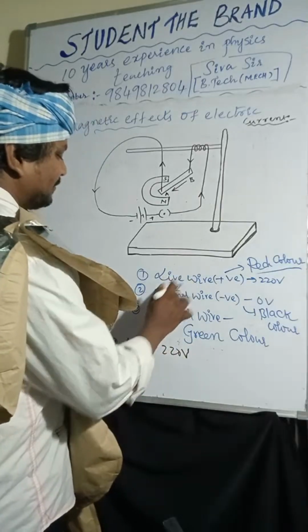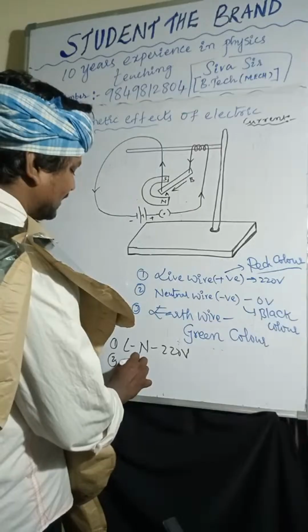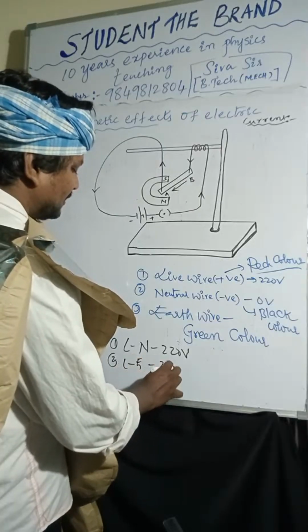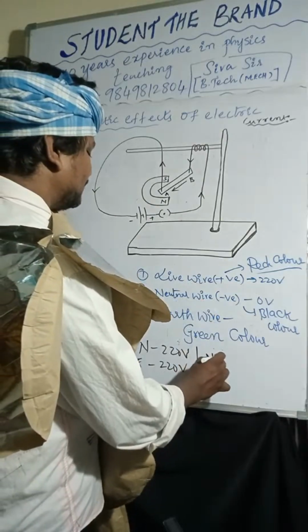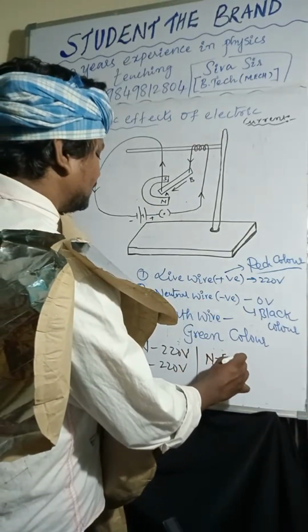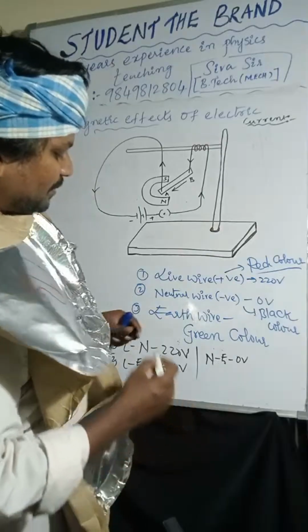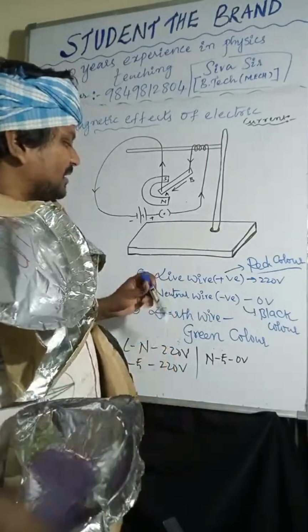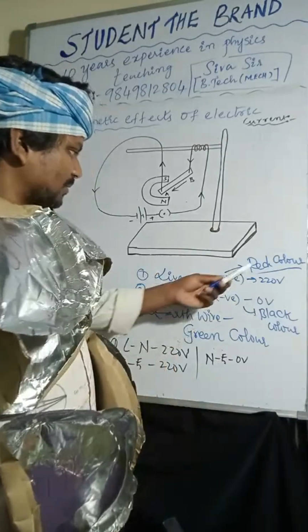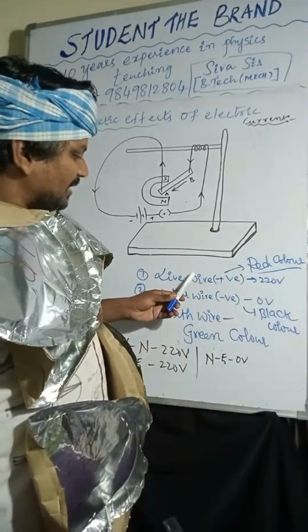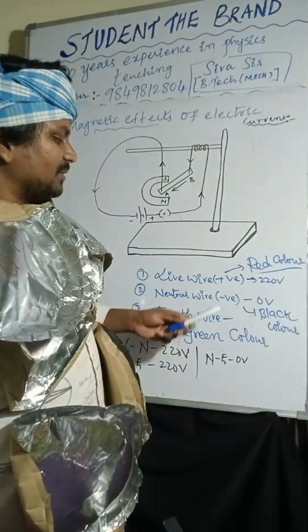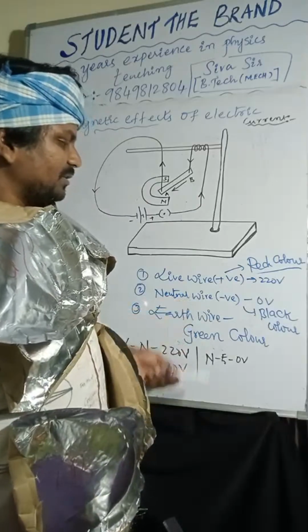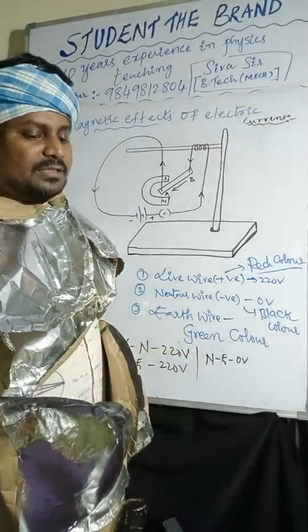The potential difference between live wire and earth wire is 220 volts, and the potential difference between neutral wire and earth wire is 0 volt. So here, the potential difference between live wire and neutral wire is 220, between live wire and earth wire is 220, and between neutral wire and earth wire is 0.